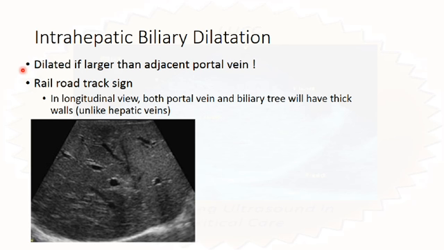The classic picture of intrahepatic bile duct dilation is the railroad track sign. The portal vein as well as the biliary tree have thick walls, and they run parallel to each other, just like here. So you'll have 3 parallel lines or 4 parallel lines adjacent to each other, and that is a classic example of a railroad track. Now contrast this with a normal liver.